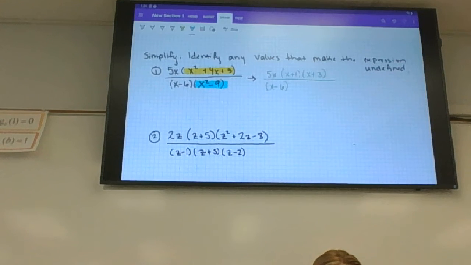Wait, so if there's no C value, do you put in C? Actually, there would be no b value there, like x squared. Oh, is it x plus 3 and x minus 3? Yeah. This is what multiplies to -9 and adds to 0. It's also called a difference of two perfect squares, so you can just square root the 9. x plus 3 and x minus 3.